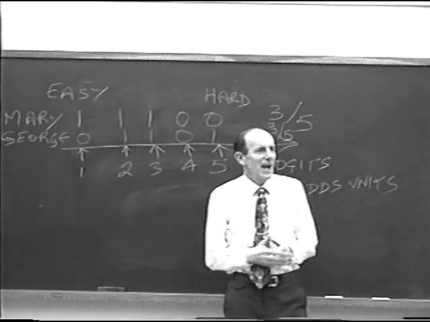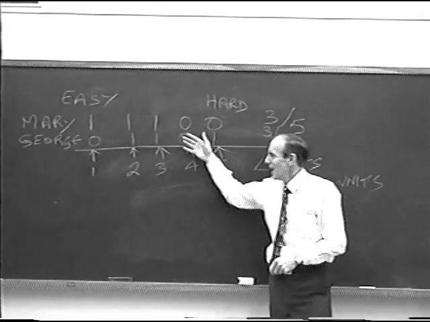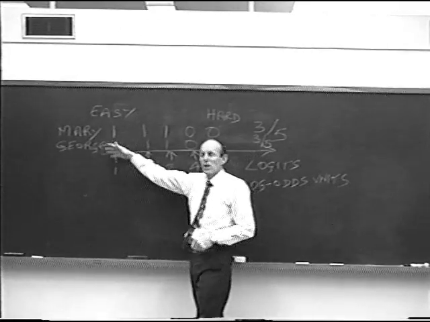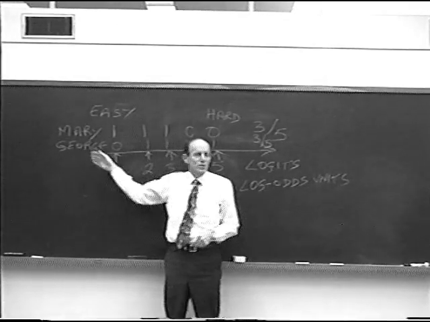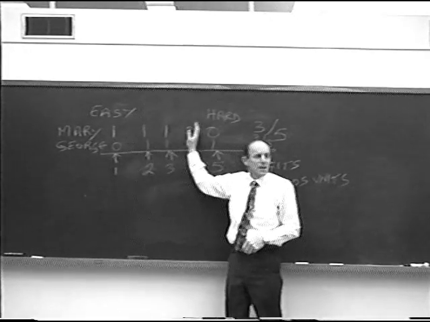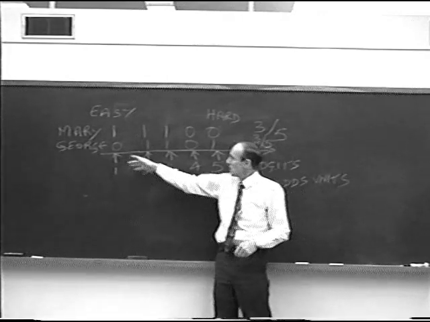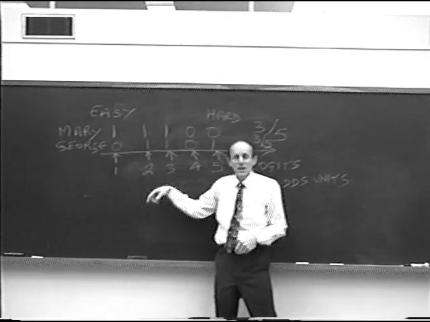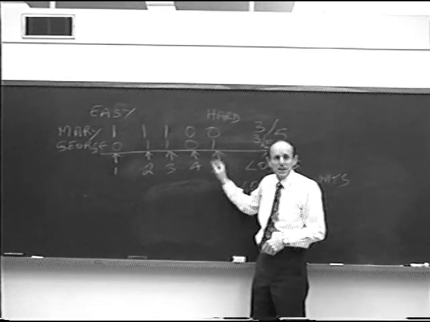Okay, let me just ask you a common sense question. Who has the greater ability, Mary or George? All right, Mary got the 3 easiest items right and the 2 hardest items wrong. George got the easiest item wrong, but the hardest item right.